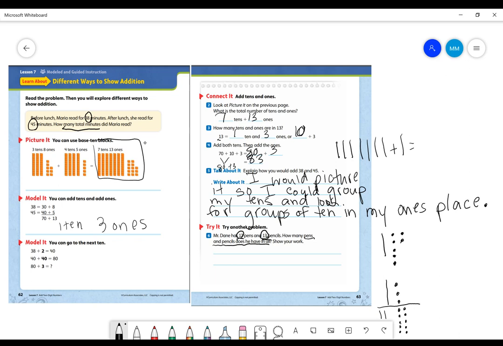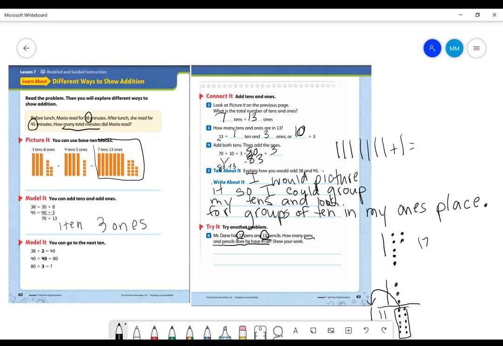What do you notice? In our ones place, what did we make? We made a group of 10. So we had 2 tens in the tens place and 10 ones in the ones place. What do we need to do with those 10 ones? They need to go to the tens place because tens like to hang out with tens and ones like to stick with ones. I could also show this as a model.